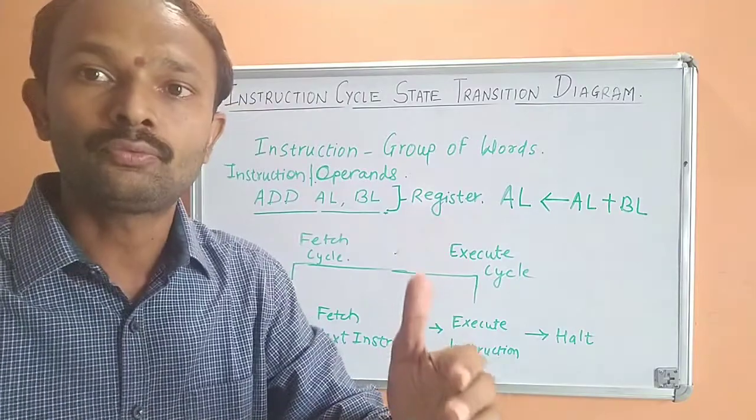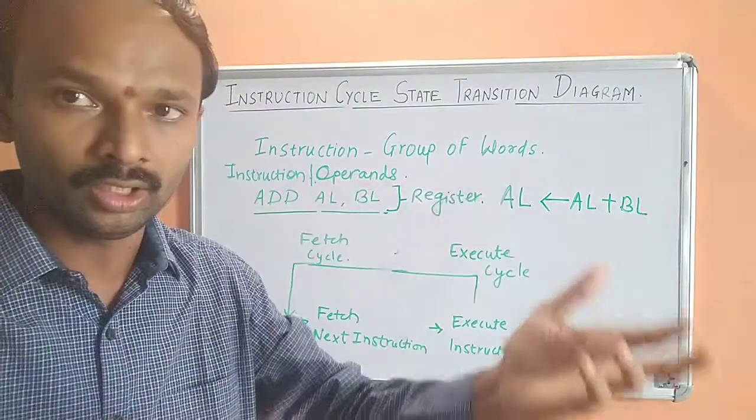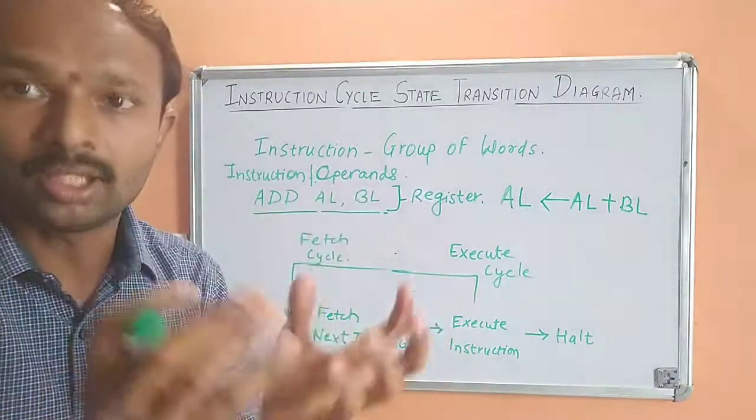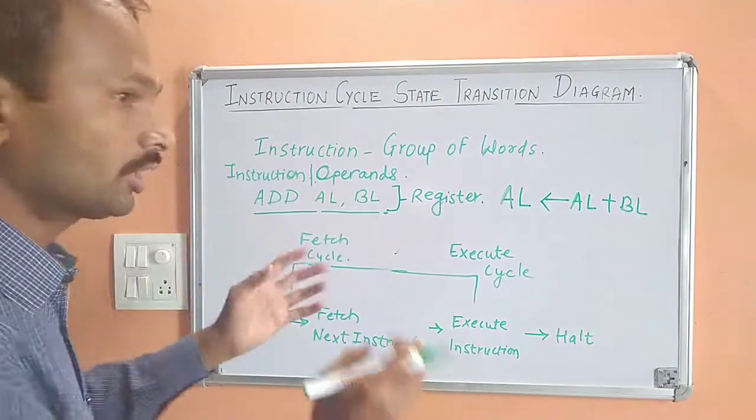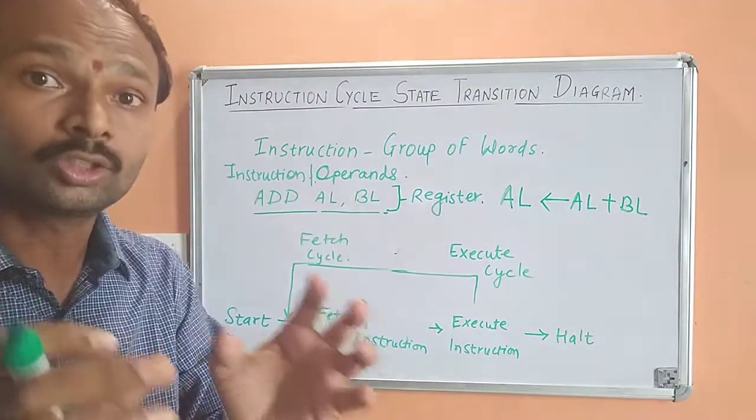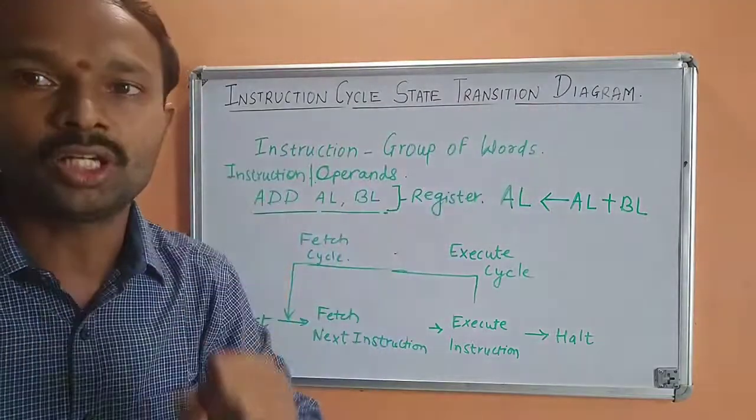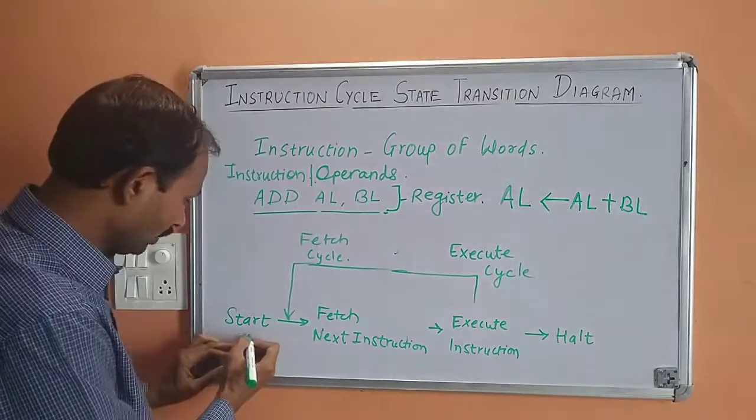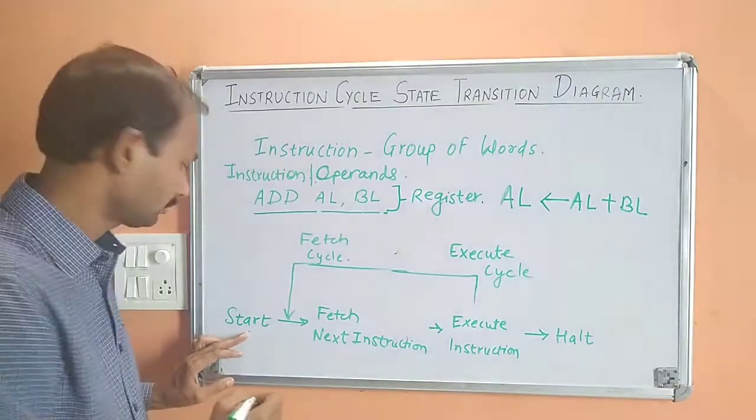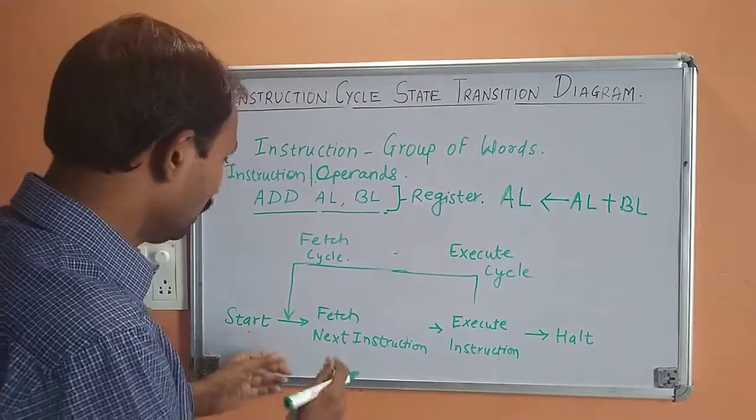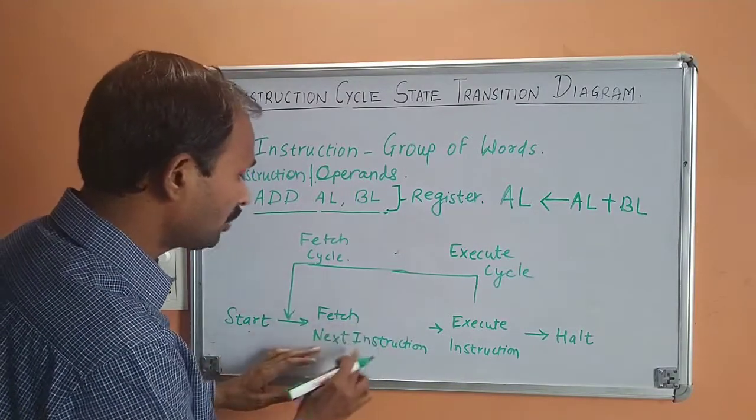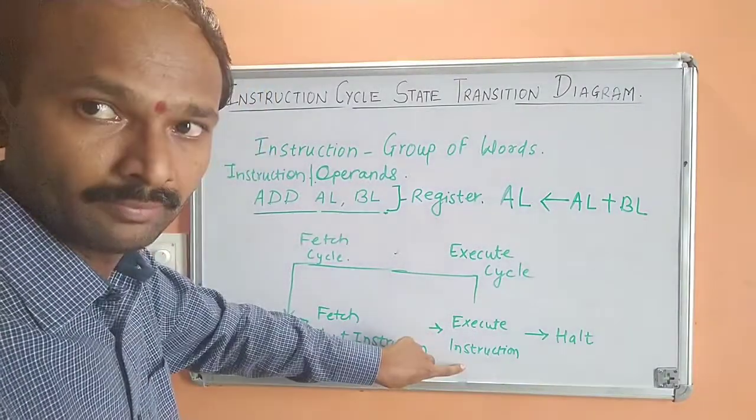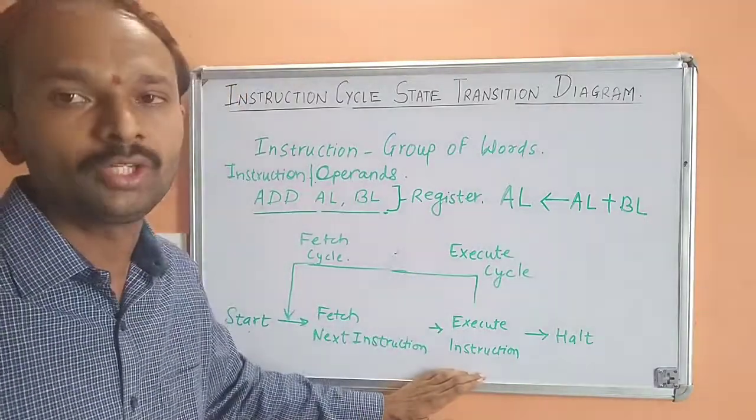See, software has a life cycle, called the software development life cycle. In a similar fashion, an instruction also has a life cycle, and that life cycle is called the instruction cycle, or in detail, the instruction cycle state transition diagram. So what does this cycle have? See here, this is the start phase of the cycle. After this start phase, the second phase is fetch next instruction. Next is execute that instruction, and this is the execute cycle that is going on.